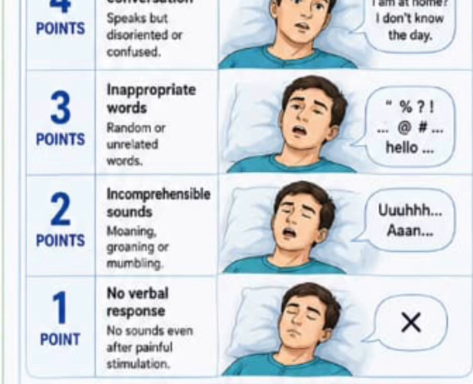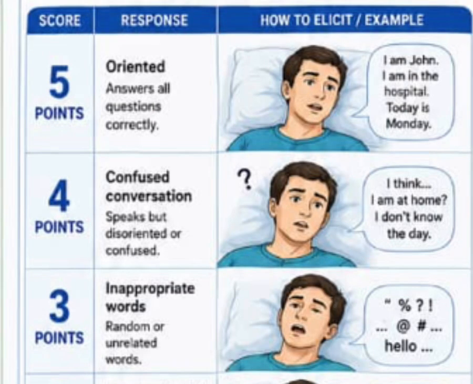Three is inappropriate words. Four, the patient is confused. Are you getting now? The patient is speaking, but the patient does not know what he's saying. Now it's not inappropriate words, it's different words that are not tallying. So in confused conversation, for you to give the patient a 4, maybe you ask the patient a question and he says, I think I'm at home, I don't know what the day is, and all those words. He's making sentences, but the sentences are not tallying. The patient is confused. You give the patient a 4. But if the patient says random words like "ash, star," you give the patient a 3.